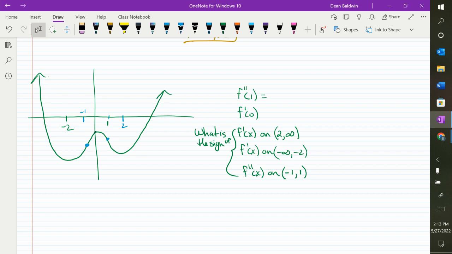I'm saying, what is the value of f prime of 1, given that's f of x? Or f double prime of 1, and what is f prime of 0? What are those values? And then the last three, I'm saying, what is the sign of these things? F prime on the interval 2 to infinity, f prime on the interval negative infinity to 2, and f double prime from negative 1 to 1. For these ones, I want to know the exact values. For these ones, I want to know, is it positive or negative? Okay. I highly recommend you know how to do this question.